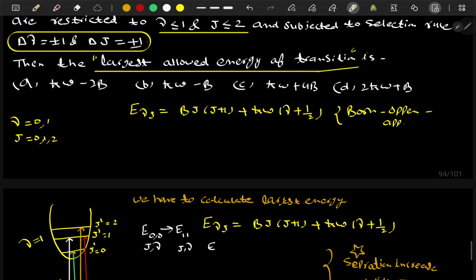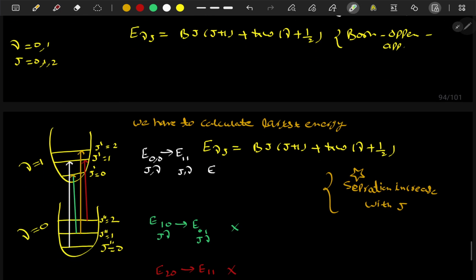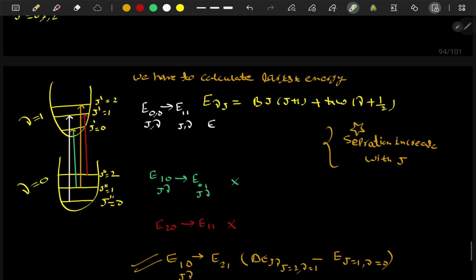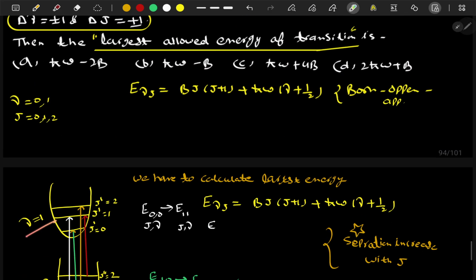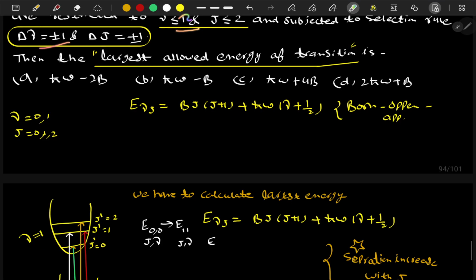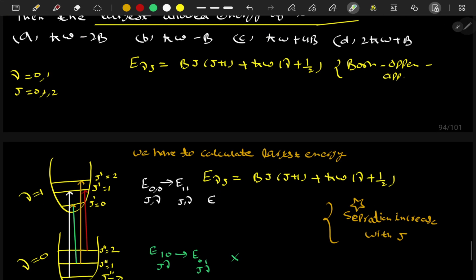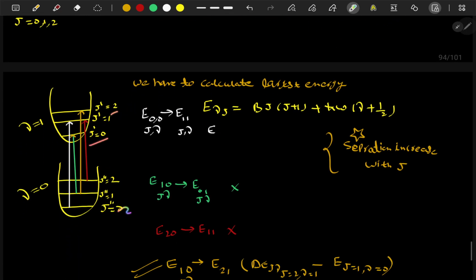So first we have to find out what the transition levels are, and both are combined, so Born-Oppenheimer. To calculate the energy levels, mu equal to 0 and mu equal to 1 are given to us, and j less than or equal to 2 means j equal to 0, 1 or 2, for mu equal to 0 and for mu equal to 1. This is the ground state, this is the first one. So the first energy is 0, 0 to 1, 1.